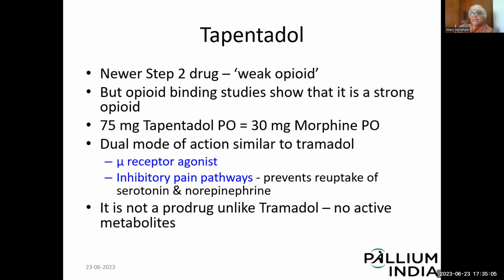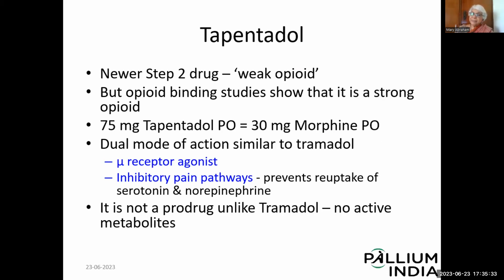Now, tapentadol, that is the other step 2 drug, which is a weak opioid. But actually, the opioid binding studies are showing that it is a strong opioid. Although in the WHO analgesic ladder, we are classifying it as a weak opioid. Because 75 mg tapentadol orally is equal to 30 milligram of morphine. So, which means that it is even a little stronger than tramadol.